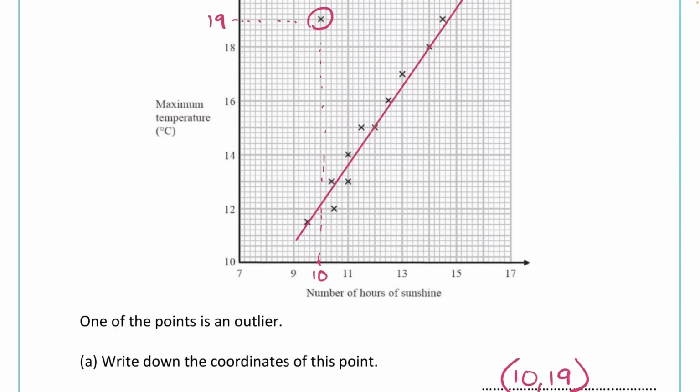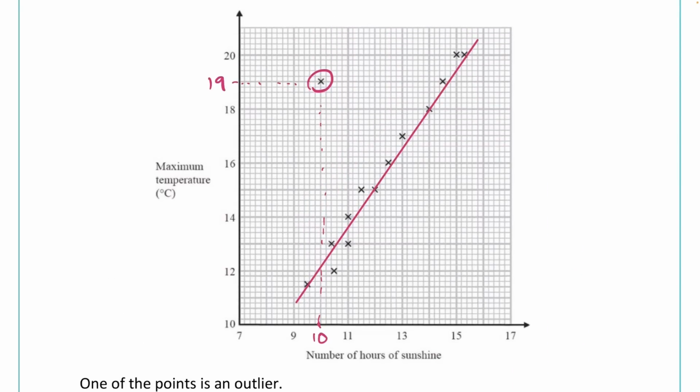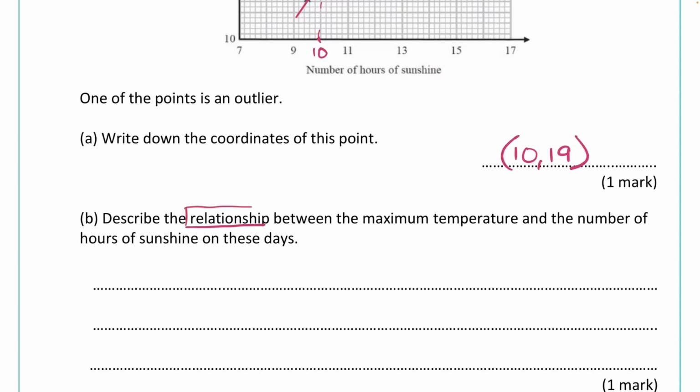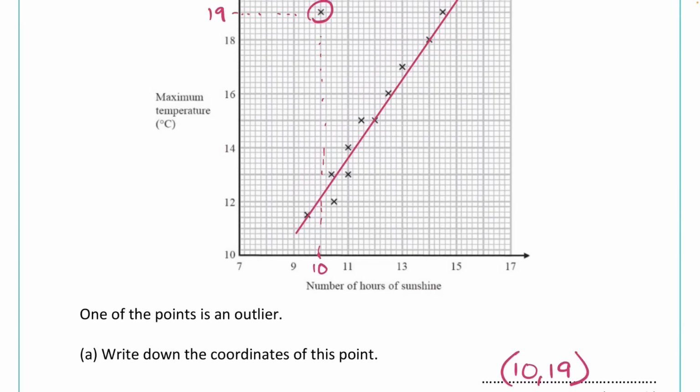So if we're asked to describe the correlation, well, this has a positive correlation as it's sloping up, but this is asking us to describe the relationship. So when we are describing the relationship, we're going to use the key terms that are written on the axes here. So we have the number of hours of sunshine and the maximum temperature.